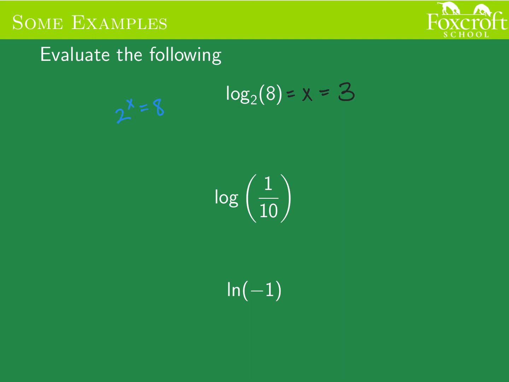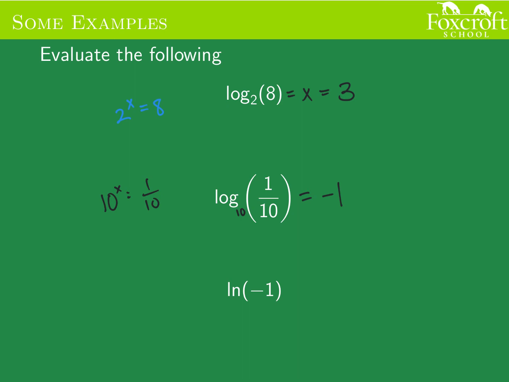Alright, log of 1/10, remember that's a special common log, so that's technically base 10. So 10 raised to what equals 1 over 10? If you remember your exponent rules, a negative exponent is what turns it into a fraction. So this answer is going to be -1. 10 to the -1 flips it to the bottom of the fraction and makes it 1/10.